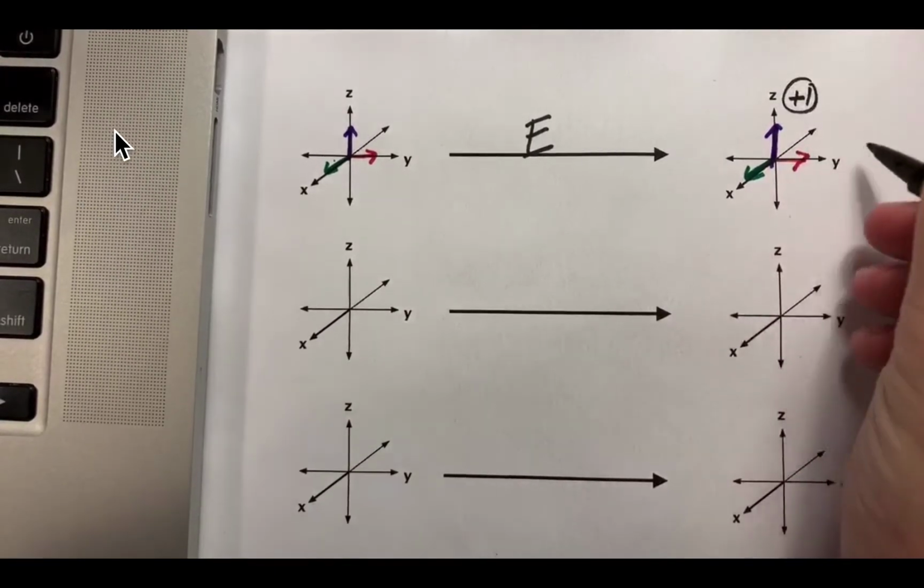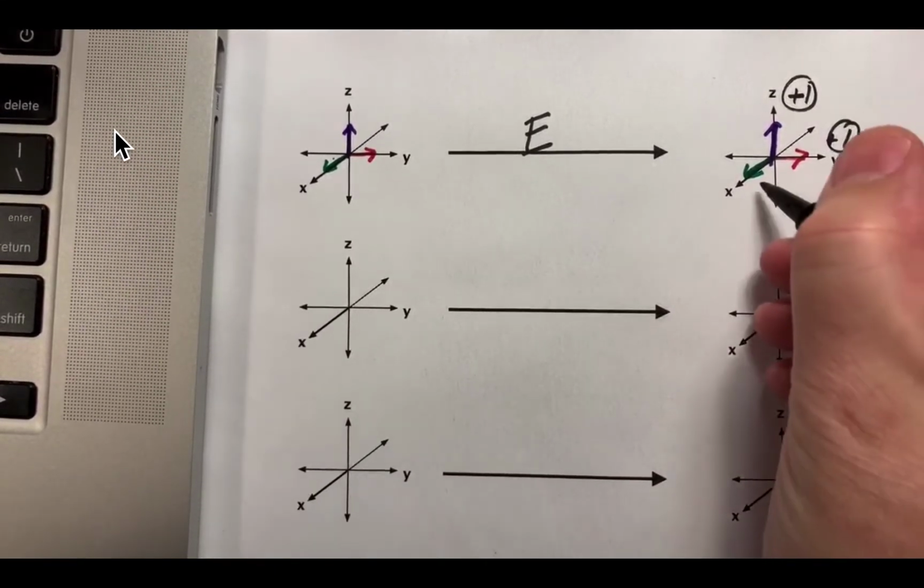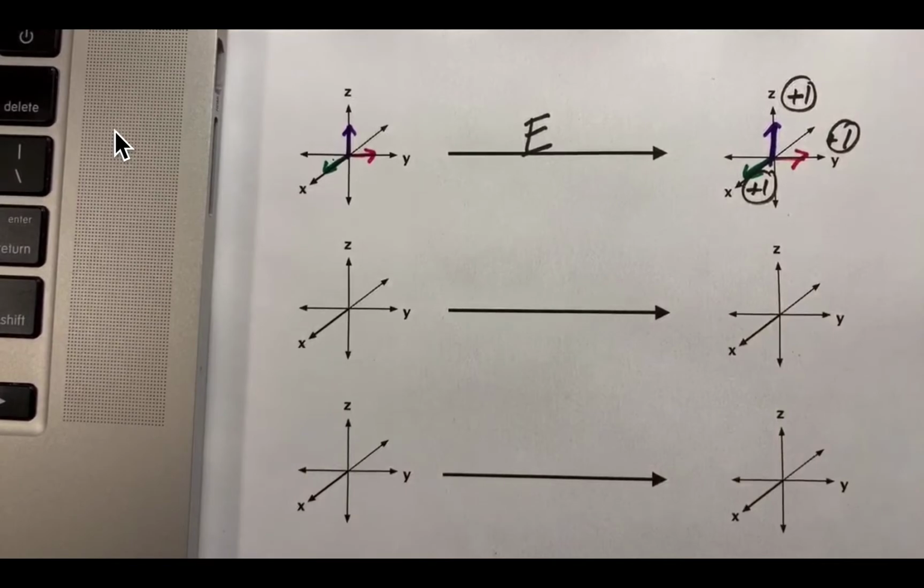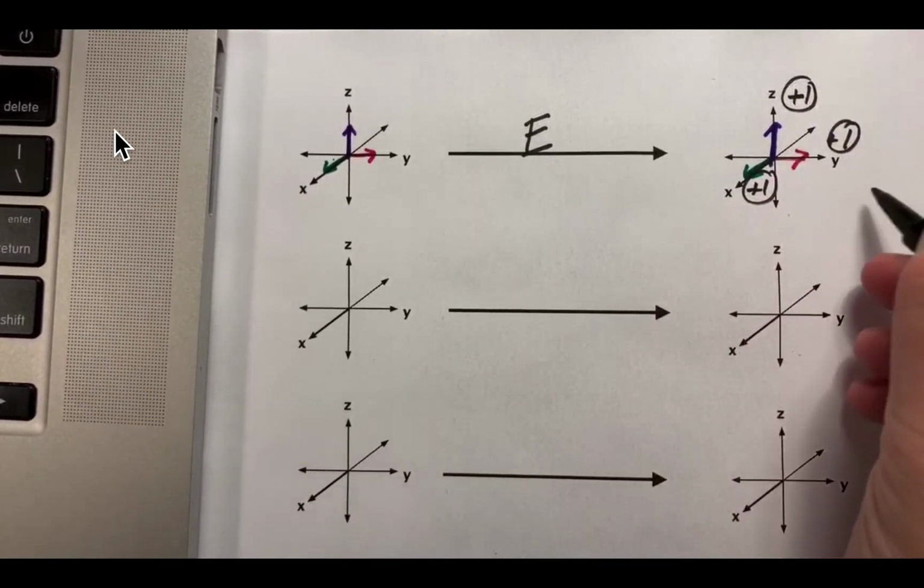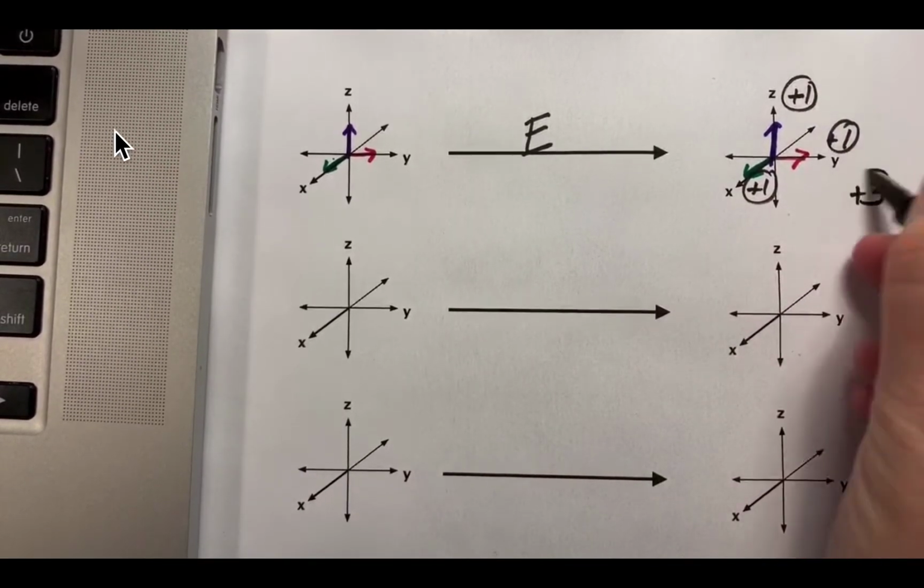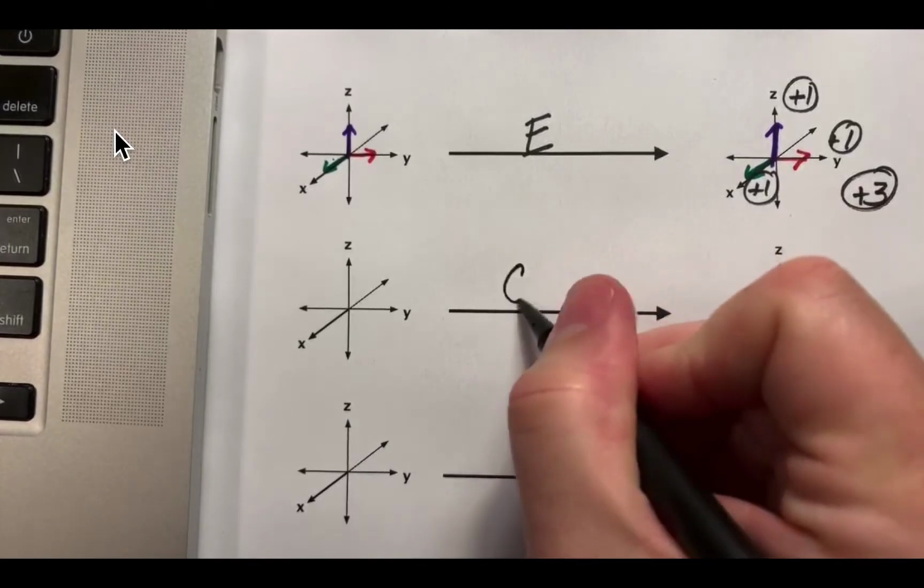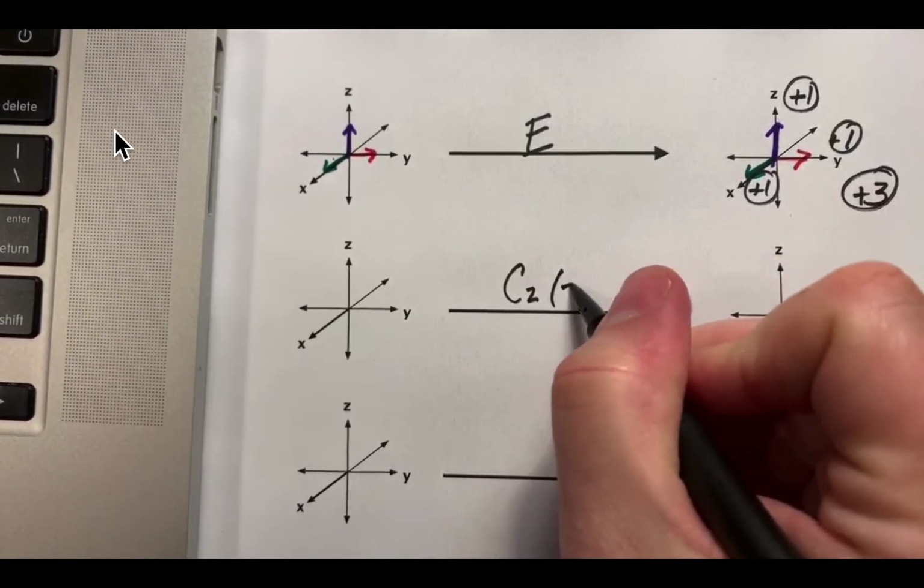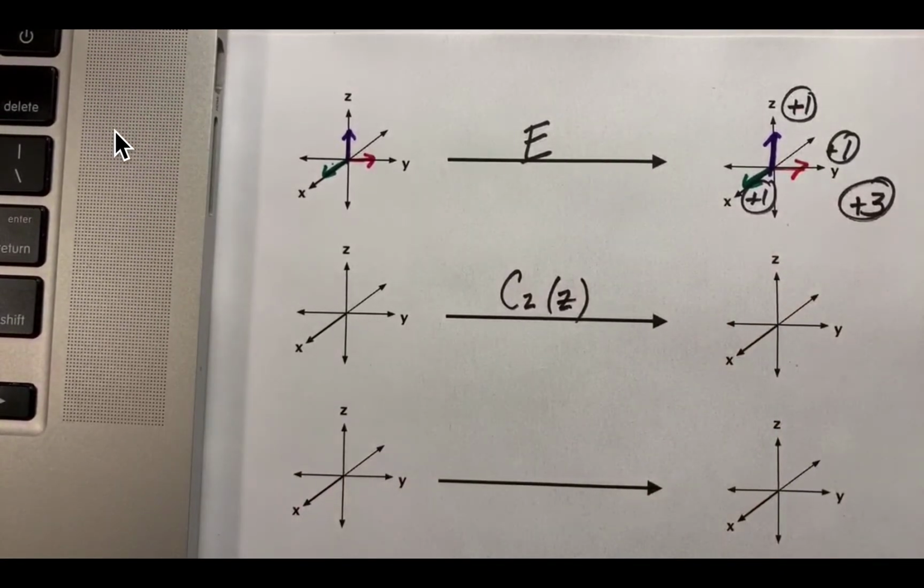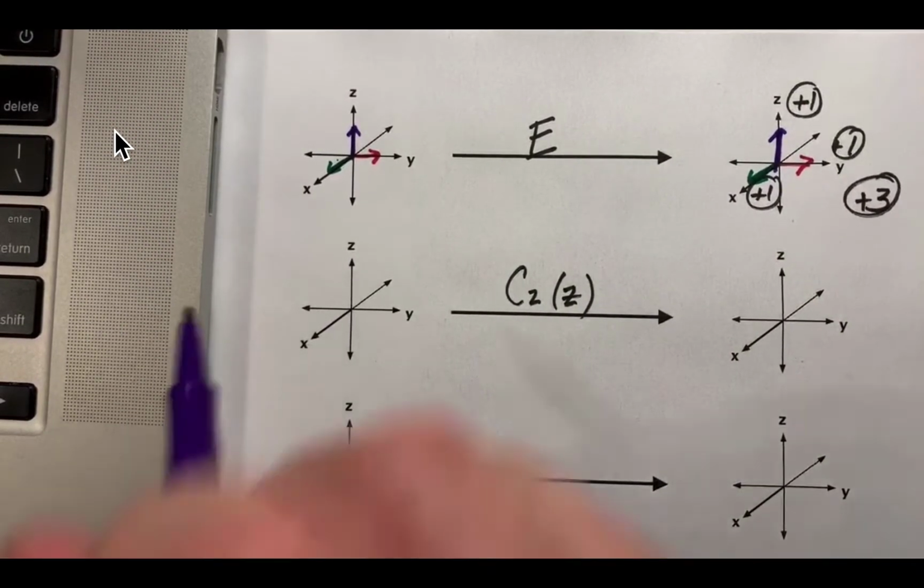We'll see as we go through, when something is unchanged, it gets a character of +1. So the overall character here is +3. We add up whatever numbers that we get here. Okay, boring so far. The next one we'll do C2, and we'll rotate around the z-axis.